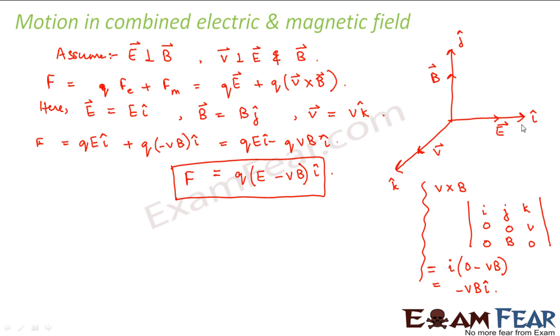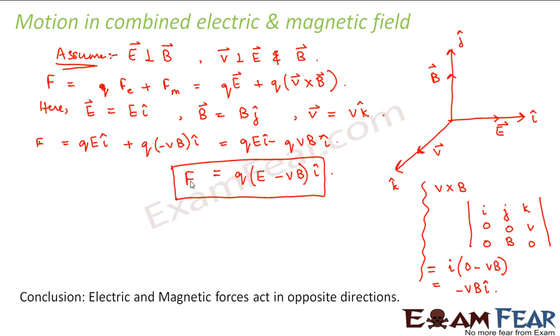Now, because of our assumption, our calculation became very simple. Had we not assumed this, you would have got this cross product in terms of i, j, k. So you would have got this force acting on the particle with components along x, y as well as z axis. Right? So now you must be thinking, why did we study this? Because this has a very important application which we will see just now.